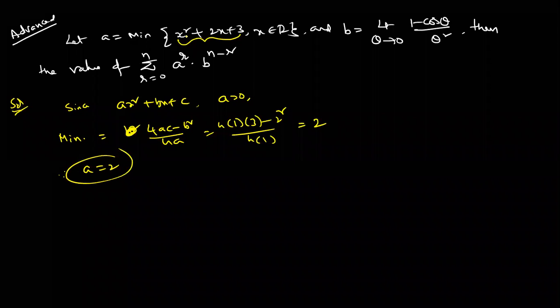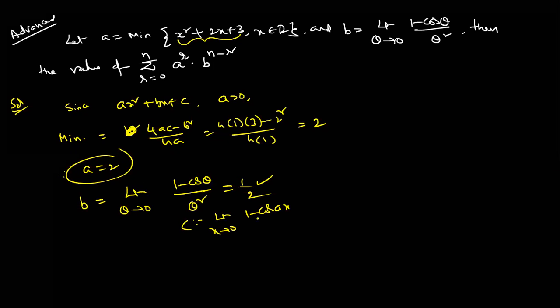What about B? You should find out. What is B, anyone? Limit theta tends to 0, (1 minus cos theta) by theta square means how much coming? a square by 2 is the formula. Limit x tends to 0, (1 minus cos ax) by x square. What is the formula? a square by 2.